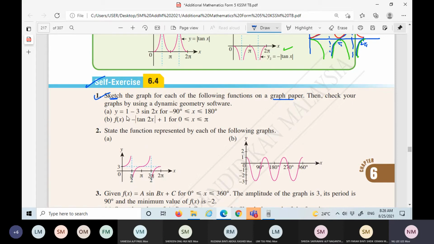The special part of the first one is the range, negative 90 to 180. Question B is also special on the range, only until pi, and also special on the modulus. I don't know whether you can do it or not. So far nobody has given feedback. Can you do these two questions or not?